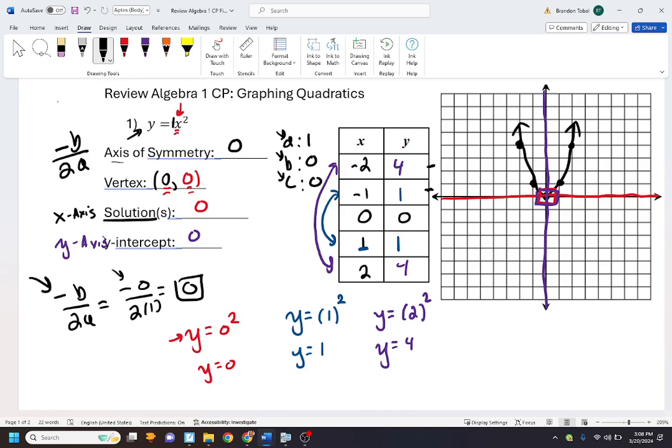So then I plug it in. It'd be -0 over 2 times 1, but it doesn't matter because as soon as you get 0 on top, it makes it 0 overall. So that's how I got my first 0, here and here, okay? The second 0 is what happens when I plug it into the equation. So y equals 0 squared. All my x's became zeros. 0 squared, y equals 0. So that made this number also 0.